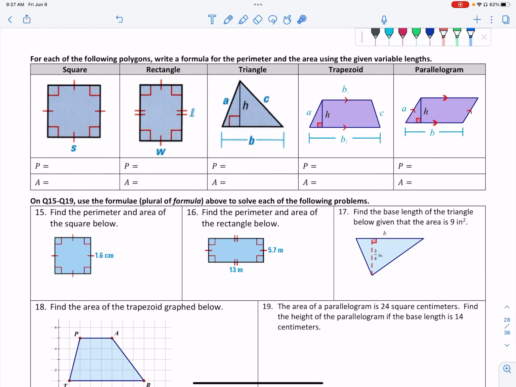For each of the following polygons, write a formula for the perimeter and area using the given variable length. So before we do that, let's take a look at each one of those things, the perimeter and area, as two forms of measurements that are associated with two-dimensional shapes.